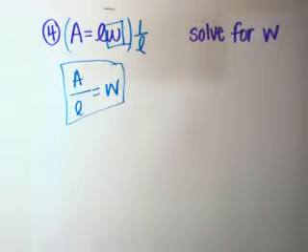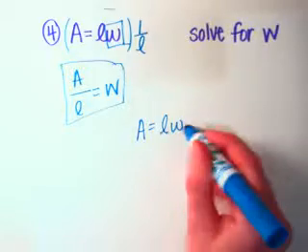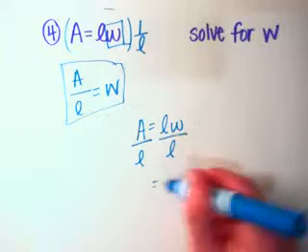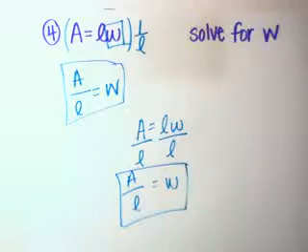This one was a pretty simple problem. If you wanted to think about it in terms of division, you could say, well, instead of multiplying by 1 over L, I can divide both sides by L, and that would work too. Either way, W is equal to A divided by L.